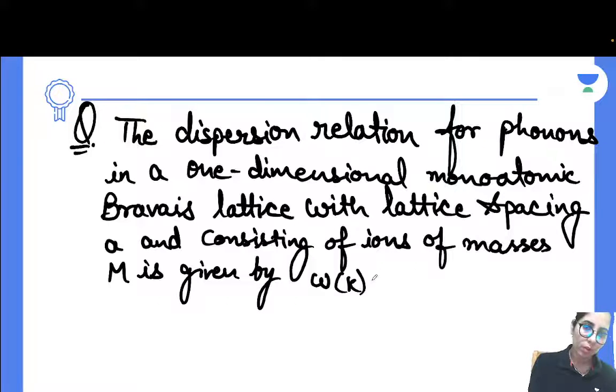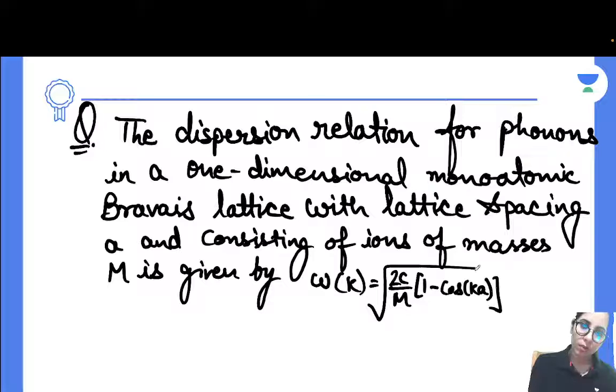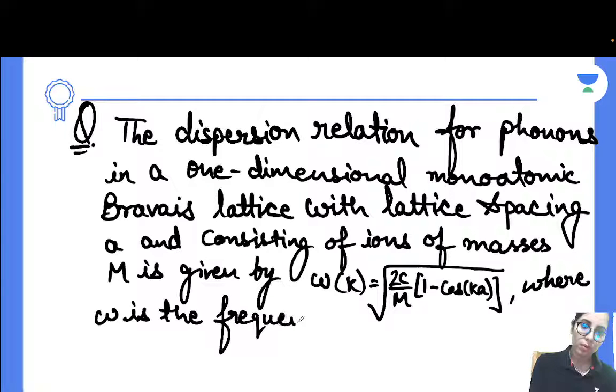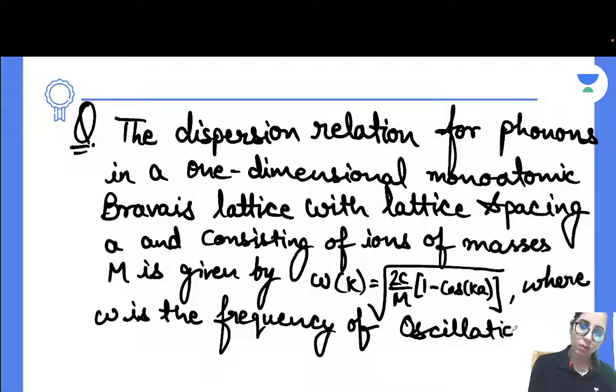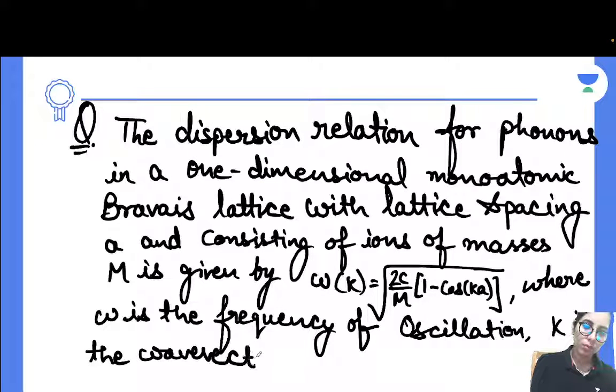omega k is equal to square root of 2c by m times (1 minus cos ka), where omega is the frequency of oscillation, k is the wave vector, and c is the spring constant.